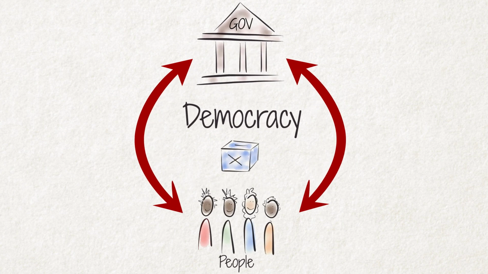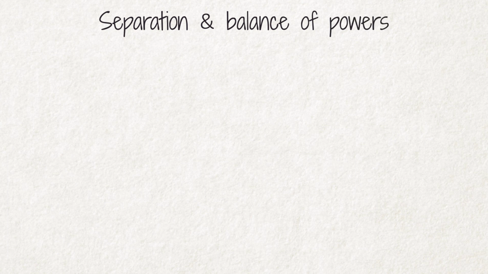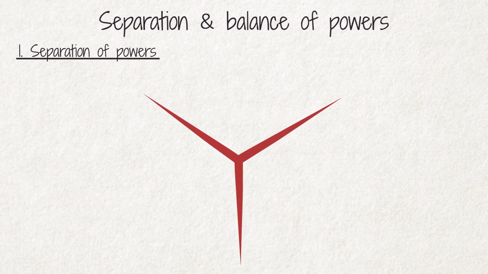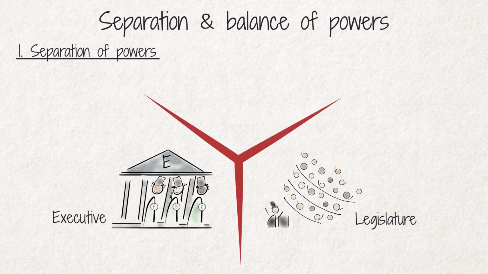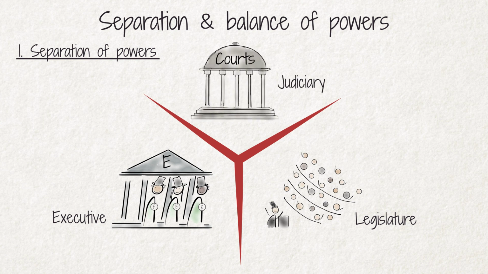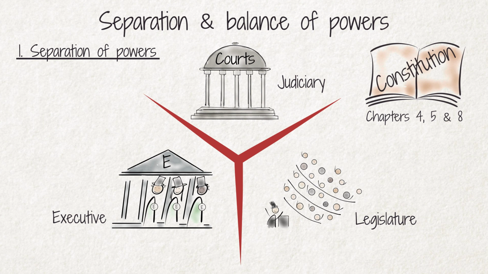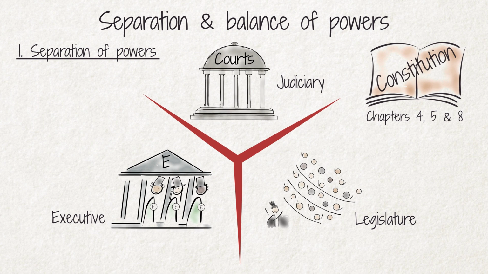Democratic government is further characterized by the separation and balance of powers. Separation of powers means that the democratic political system is divided into the three branches: the legislature, the executive, and the courts, also called the judiciary. Chapters 4, 5, and 8 of our Constitution lay out the structure, roles, and responsibilities of the three branches of the South African government.